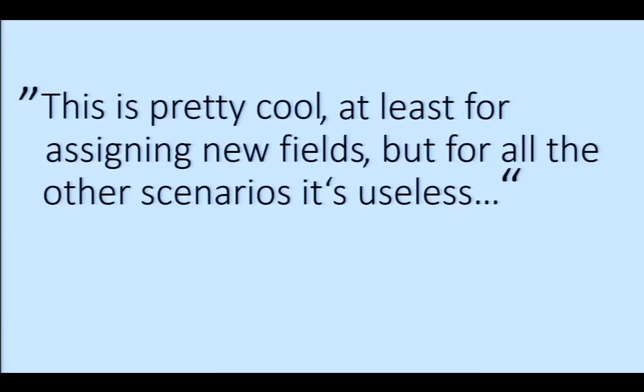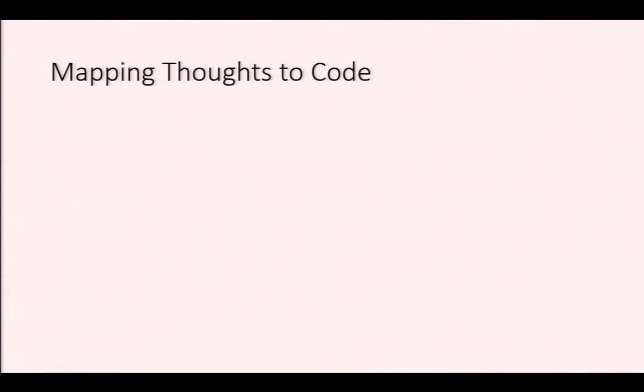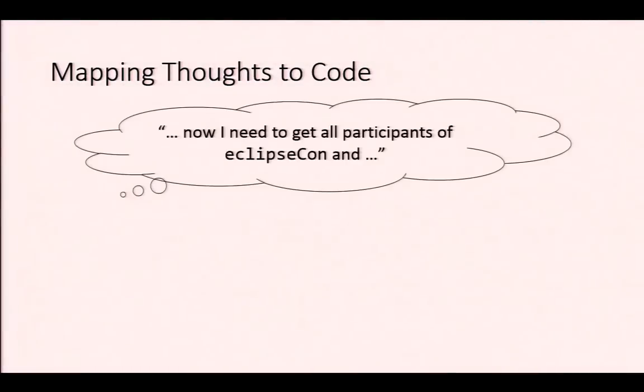Because we have to keep in mind that saving keystrokes is not the only aspect. There's a lot of discussion out there about how programmers think while they code. And the common opinion is that we face a big problem, we divide it into smaller problems, then we map our thoughts into code. So basically it's divide and conquer. This is a valid example. Now I need to get all participants of EclipseCon and do whatever.